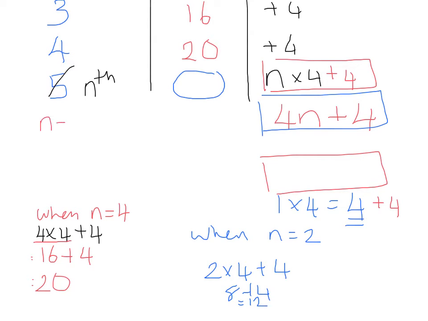When n equals 100, what is this value going to be? All I have to do is use the expression that I've come up with. If I plug 100 into my nth term right here, it would be 4 times 100, which would be 400, plus 4, which would be 404. So in my 100th term, this number would be 404.